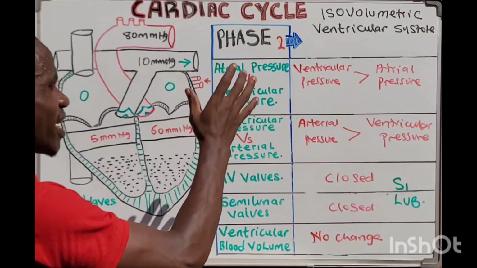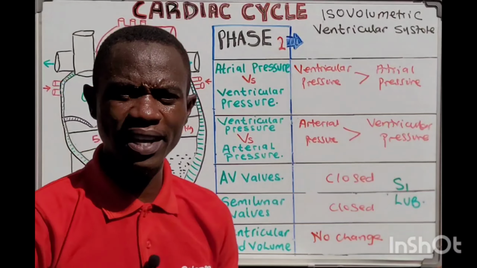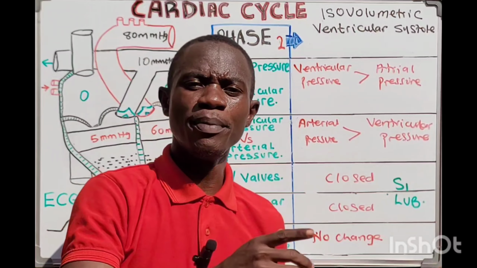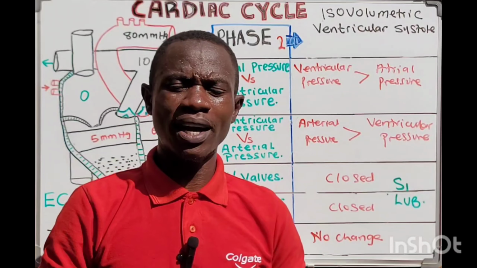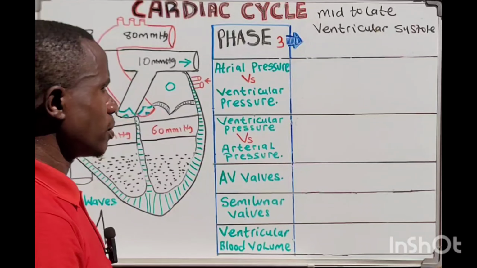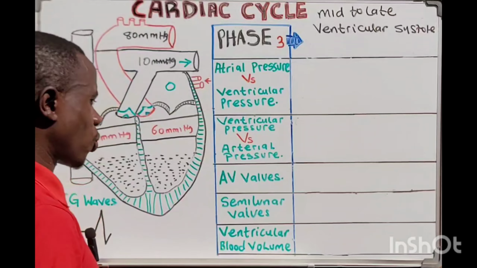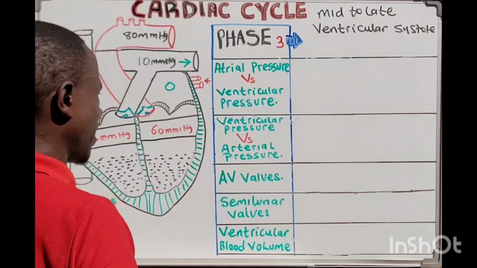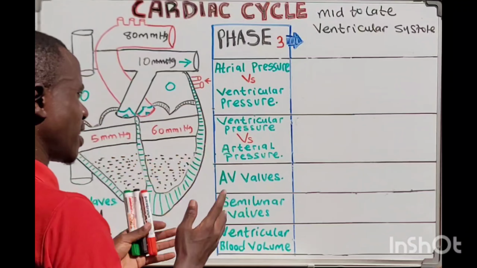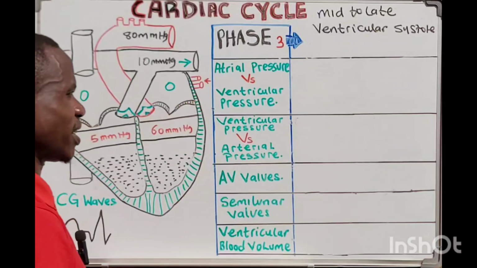Now that we have seen the second phase, let's go ahead and see the third phase, which is going to be the mid to late ventricular contraction. Okay, so we are taking a look at the mid to late ventricular contraction. What's going to be happening on this phase? Still, we are going to be following the same variables throughout the entire study of the cardiac cycle.